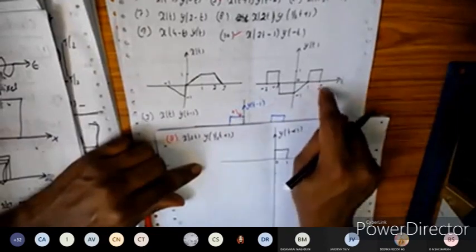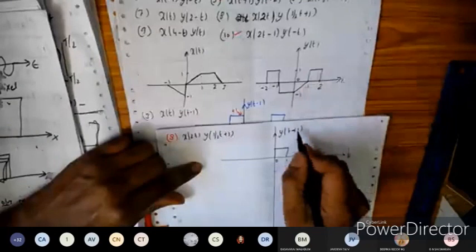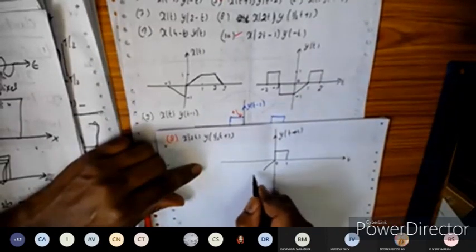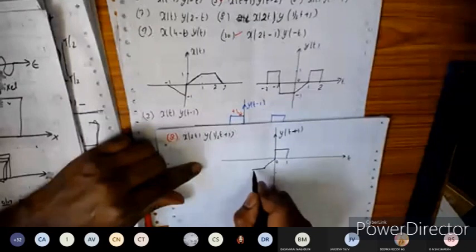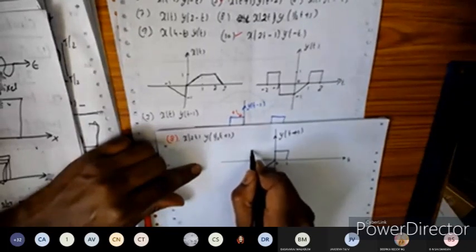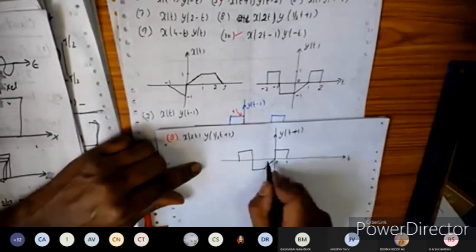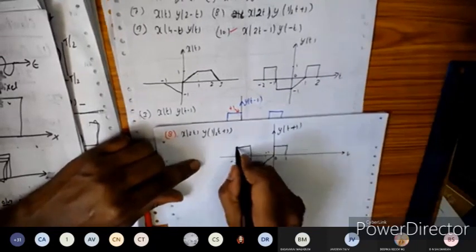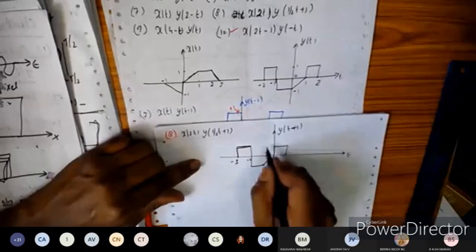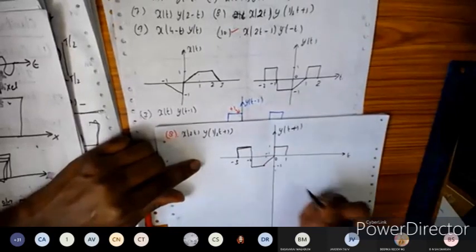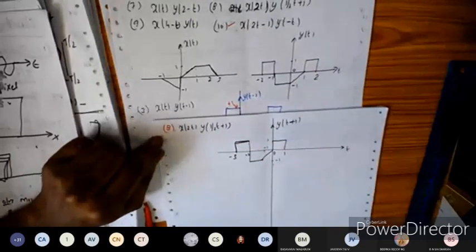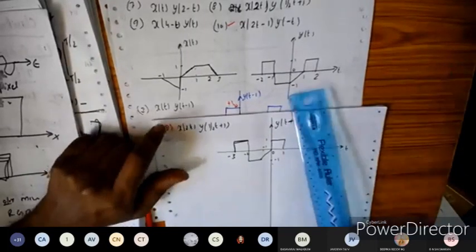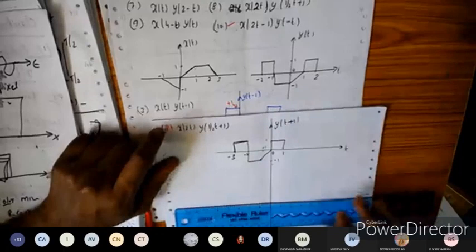So add minus 1 to this one, so it will become plus 1, 0. Okay, so next this will become minus 1 here. The waveform will look like this. So next it will be like this here. So this is minus 1, minus 2, minus 3. So this is plus 1 and this is minus 1 here. This is y of t plus 1. Done.